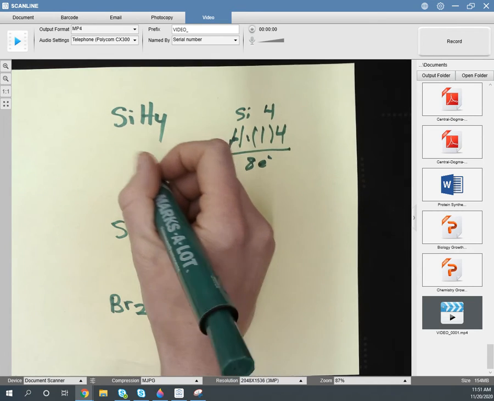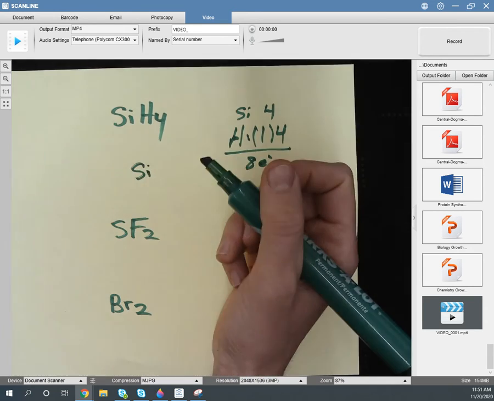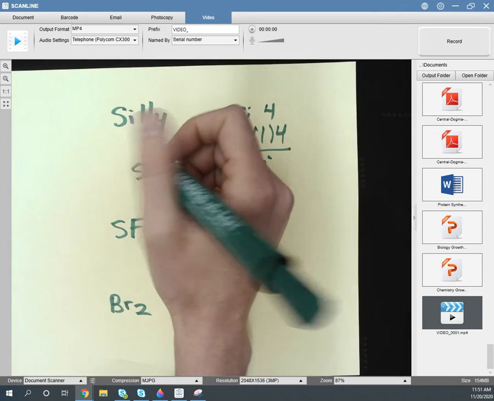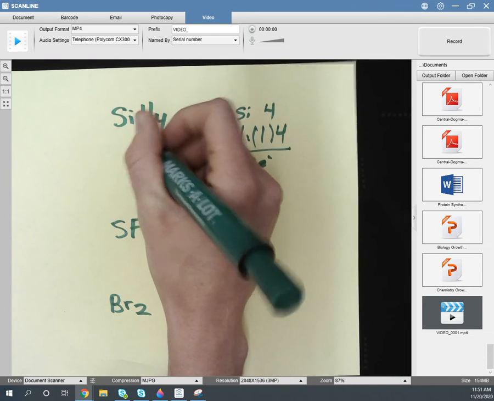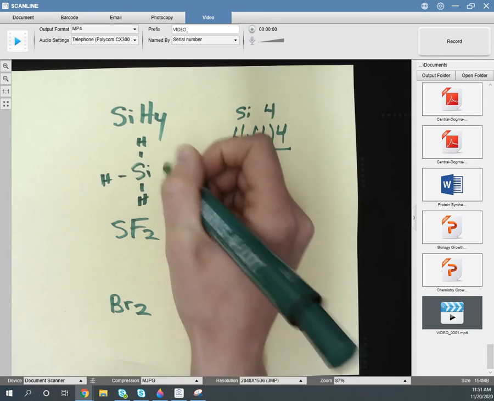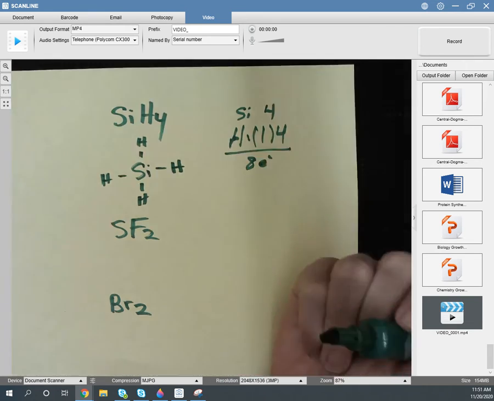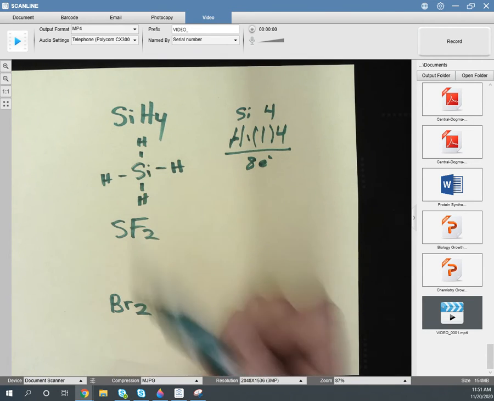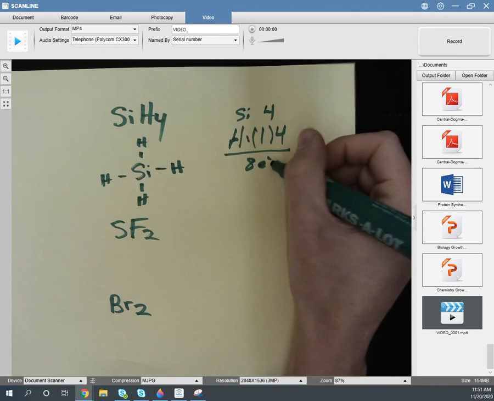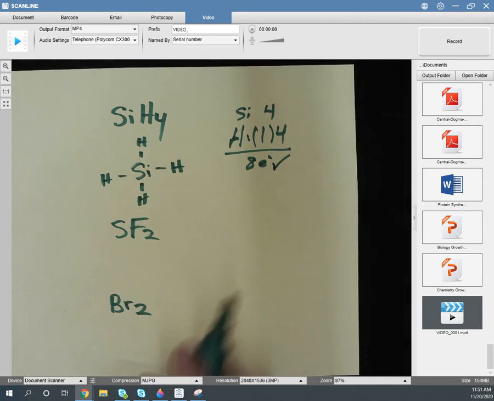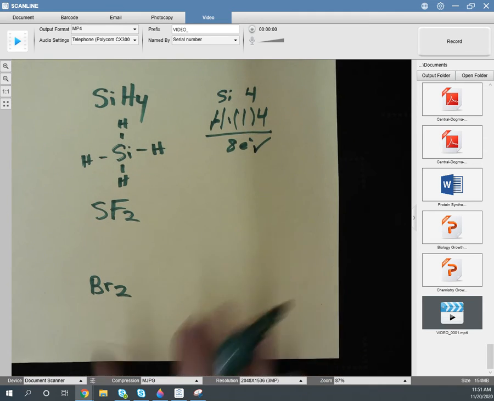Silicon is our central atom. There's only 1, and it has 4 unshared dots, so it's going to go in the middle. We're going to connect it to 4 hydrogen atoms, and then we're going to count the number of valence electrons. 2, 4, 6, 8. That's the number that I wanted. So this is the correct Lewis structure for this molecule. Let's look at the next example.